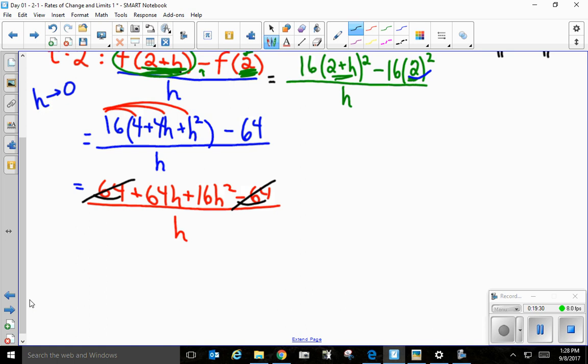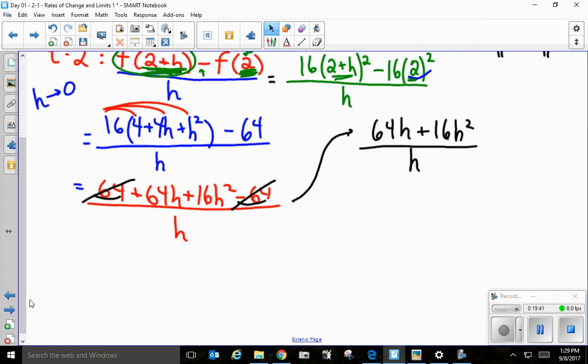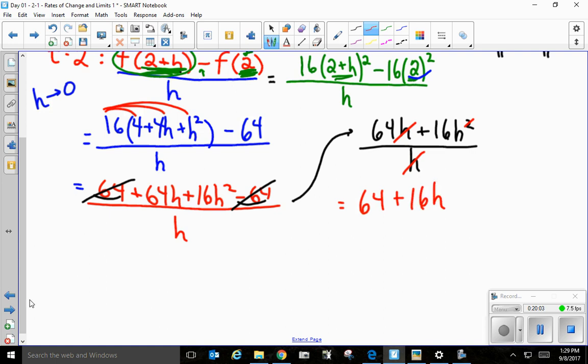Now let's take a look at what we have left. I'll rewrite it. We have 64h plus 16h squared all over h. What can I do, children? You can factor an h out and cancel, or you can recognize that if every term has an h, I can take an h out of every term. That's an easier way to do it. So I take an h out of here, here, and here. Now I have 64 plus 16h.